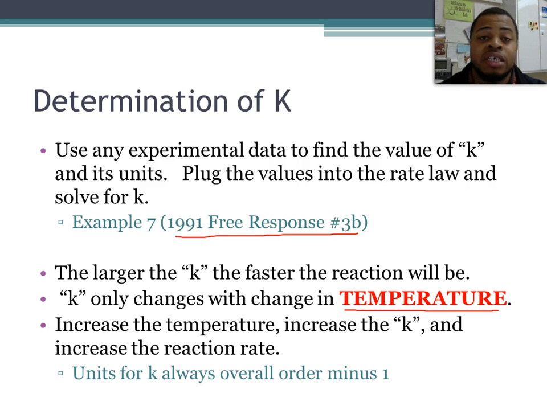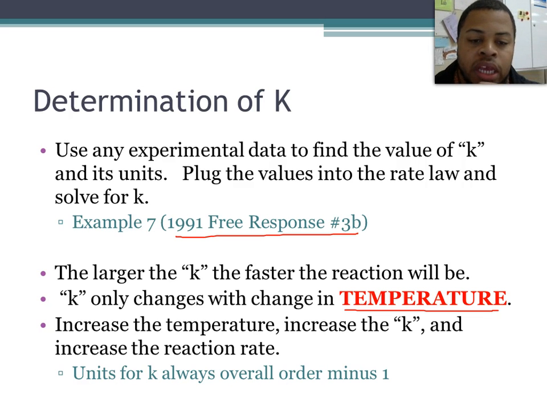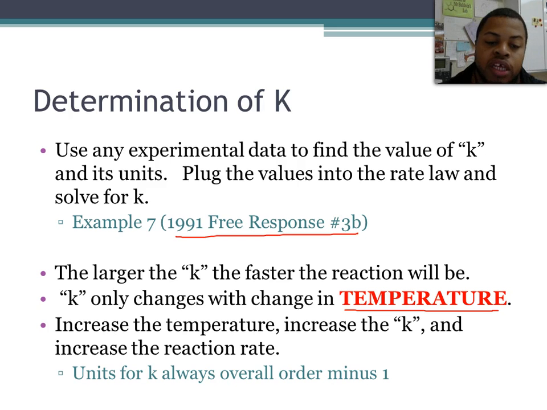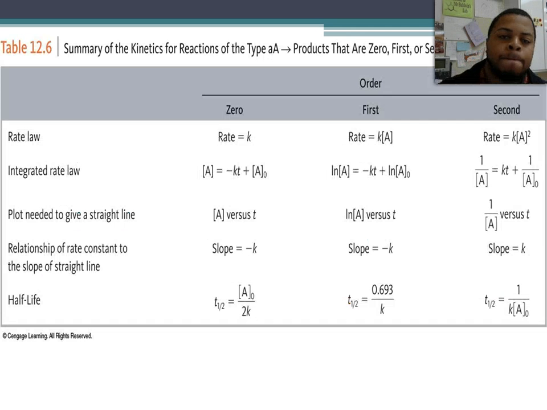But if I change the temperature, even 1 degree, I have to refigure all of this because now my molecules are moving at a different speed, whether up or down, however many degrees. Now, increase the temperature, increase the K, and the reaction rate. So if you want to increase the reaction rate, this is the way you have to do it. Now, the units for K overall will usually be the reaction order minus 1. We'll talk about this more in just a second.